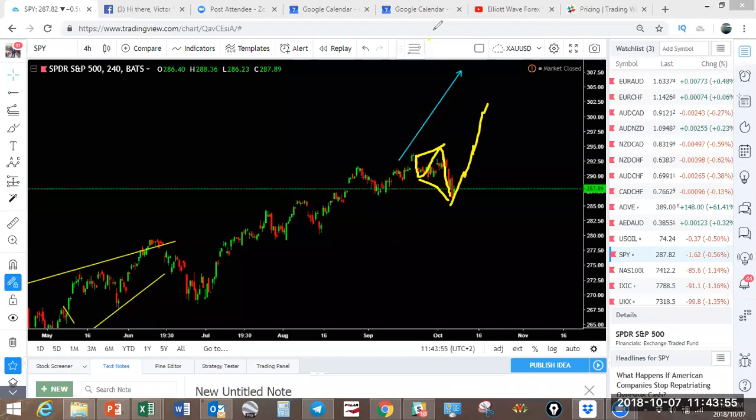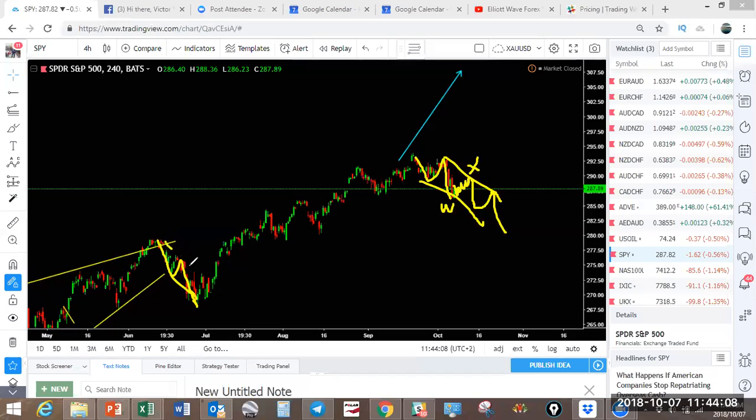Okay, unless we start getting a corrective structure here, then we're going to change the bias, and this one becomes a WX. It makes a double correction. Either way, that will still be this corrective structure, similar to this 1, 2, 3, and then we push higher, because as far as my projections are concerned, it's supposed to go around the 307 area. Let's see this pullback, how that goes. All right, so that is the S&P 500.